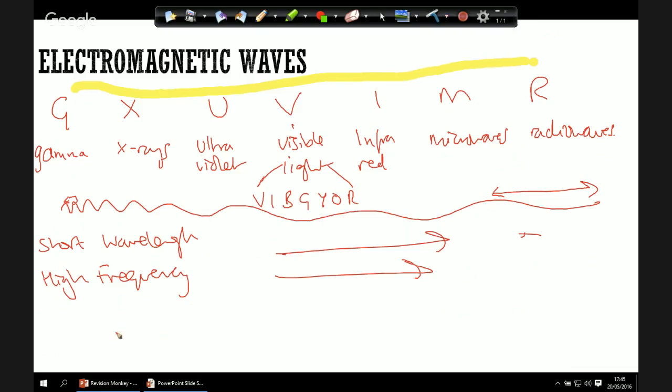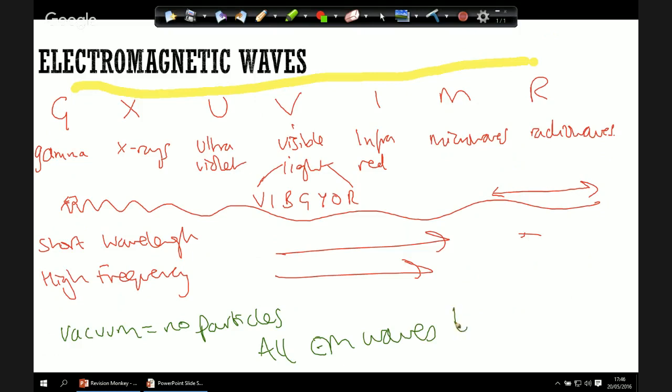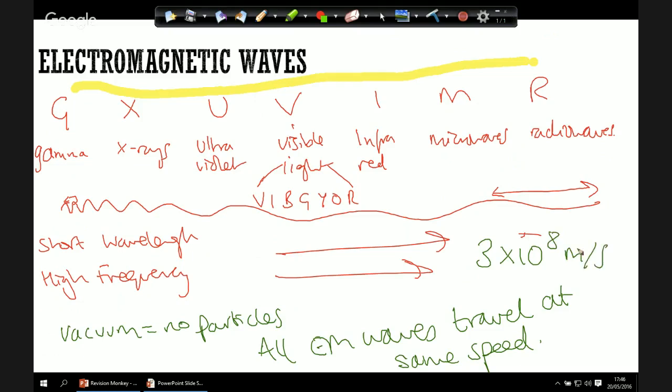So all electromagnetic waves travel at the same speed in a vacuum. A vacuum is somewhere where there's no particles. That will come up with the vacuum flask and conduction and convection earlier in the topic. So in a vacuum, there's no particles, and all EM waves travel at the same speed. And you don't need to remember this, but that speed is 3 × 10⁸ meters per second, or 300 million meters per second, which is the speed of light, and is also the speed of every other electromagnetic wave in the EM spectrum.